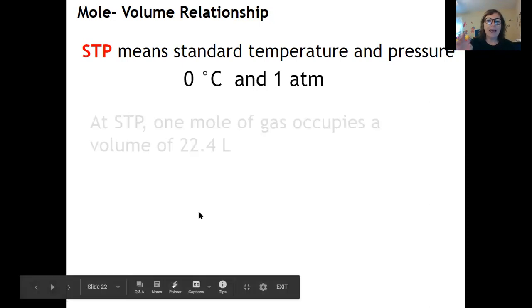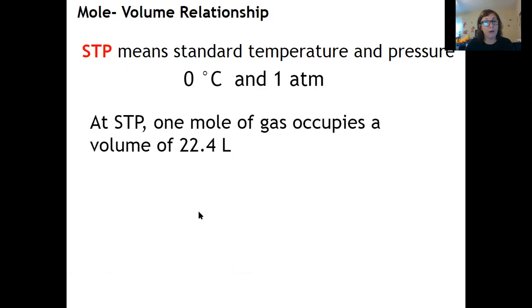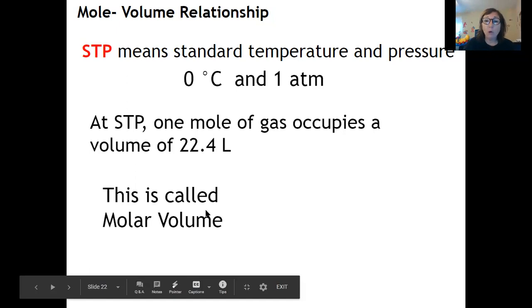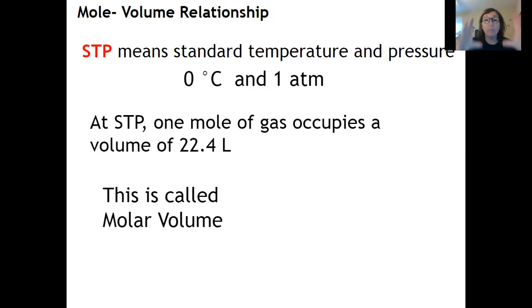Now, at STP, at standard temperature and pressure, 1 mole, 6.02 times 10 to the 23rd particles, will occupy a space of 22.4 liters, no matter what the gas is. And it has to be a gas. So 1 mole of any gas, 6.02 times 10 to the 23rd particles, will take a space of about 22.4 liters. It's called molar volume. It's the volume of a mole. That's why it's called molar volume. 1 mole of any gas takes up that much space. Okay? That's what it is.